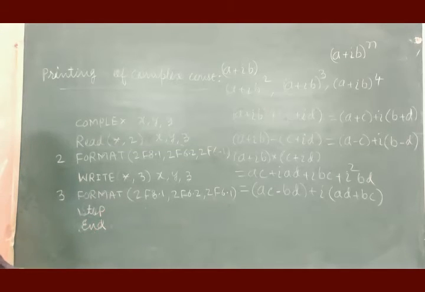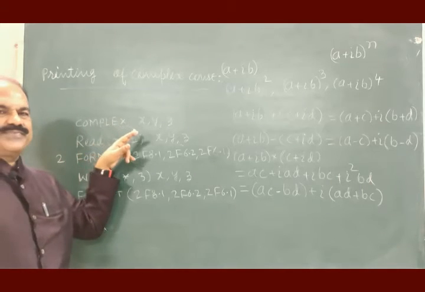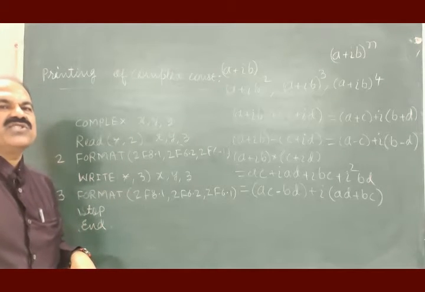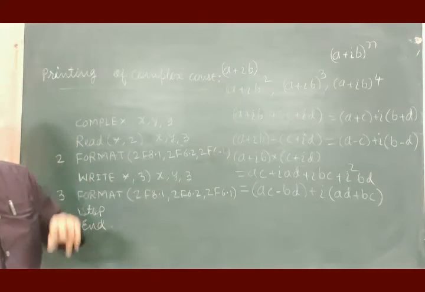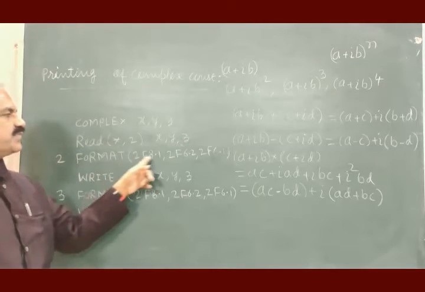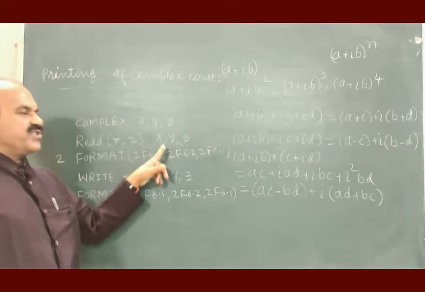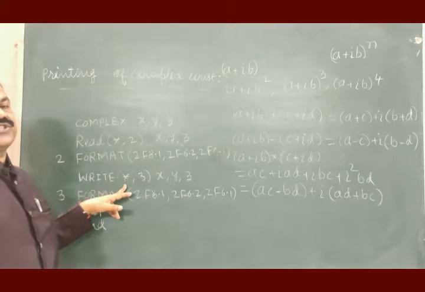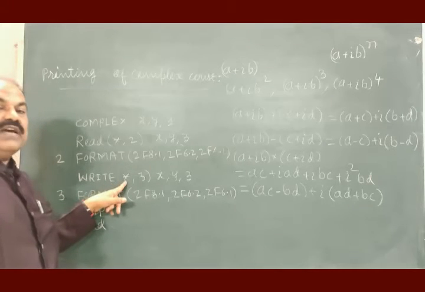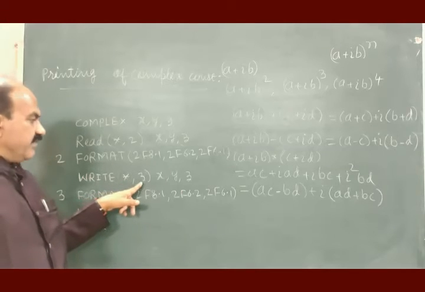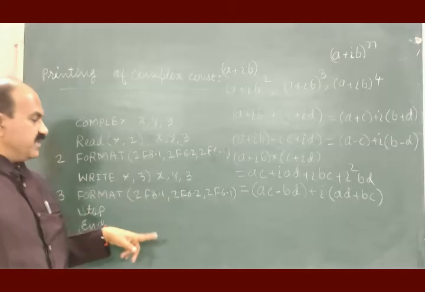Again, a simple and short example for printing of complex constants. Complex x, y, z means that variables x, y, and z are complex variables. Read these variables with format 2. This is the format: this format for x, this format for y, this format for z. Then write to the default output device with format 3 x, y, z.